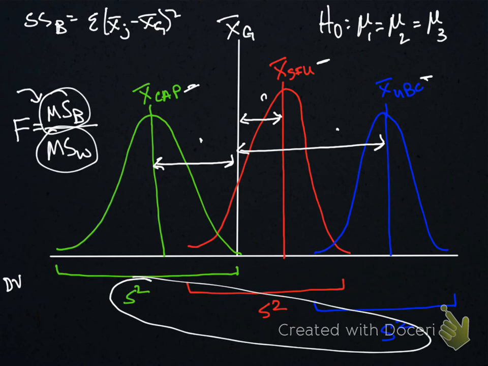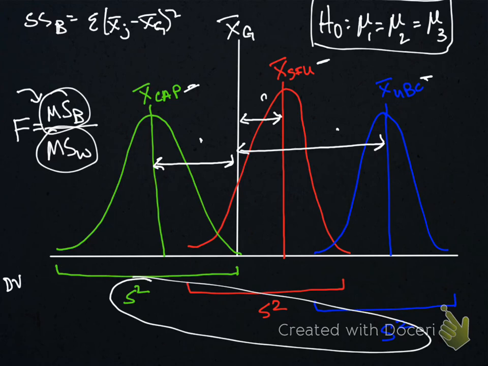Now, we might be able to eyeball it and say, for example, if the SFU and CAP distributions were right on top of each other and the UBC distribution was way far away, it might be easy for us to say, okay, well, the UBC distribution is different from CAP and different from SFU. But the logic here is that if we reject this null hypothesis, all we know is that at least one group is significantly different from at least one other group. And we don't know which. We would have to run what we call post hoc tests to figure it out.